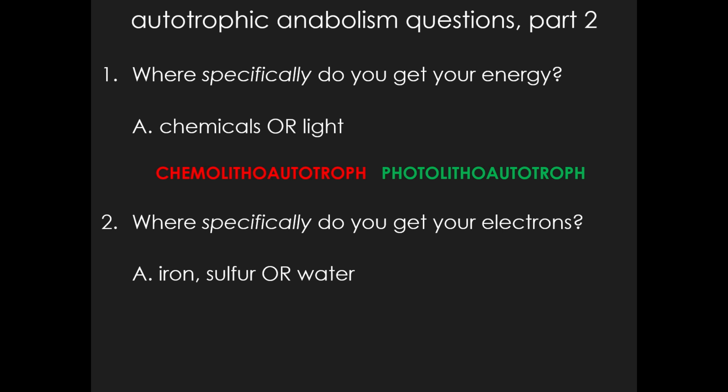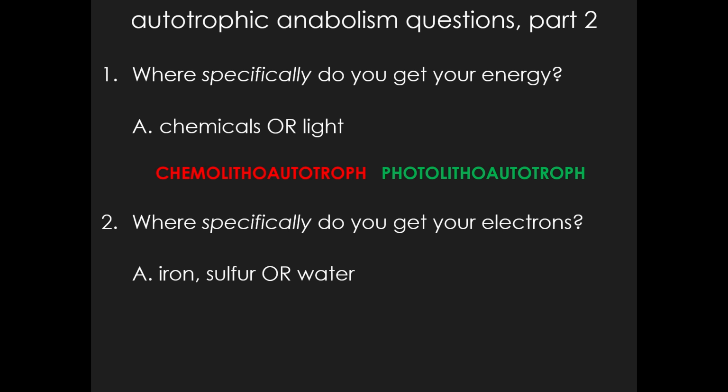And where specifically do you get your electrons? Notice each of these is an inorganic molecule, either iron or sulfur or water. So you would have a chemolithoautotroph or a photolithoautotroph. They're all always using inorganic sources of electrons, so they're always litho. They're all utilizing an inorganic source of carbon, so they're all autotrophs. The difference between them is where they get their energy.